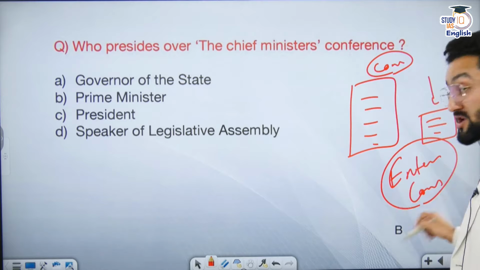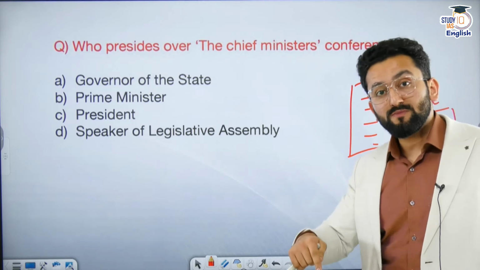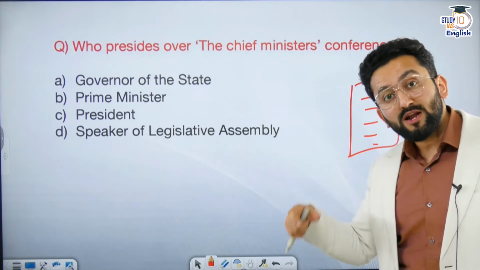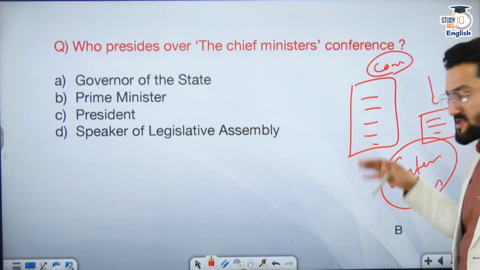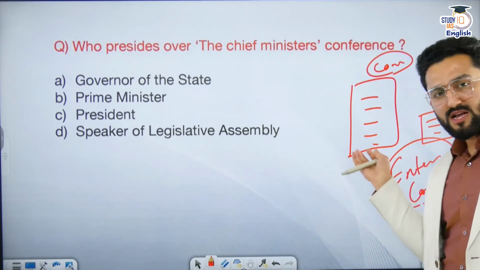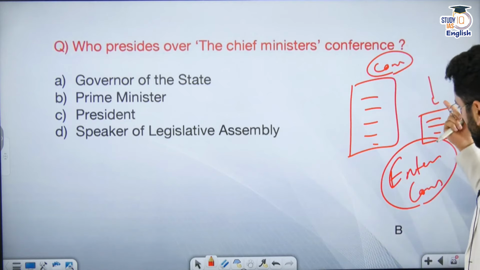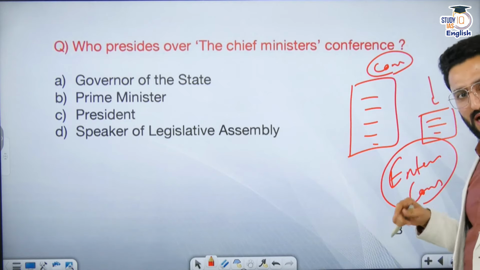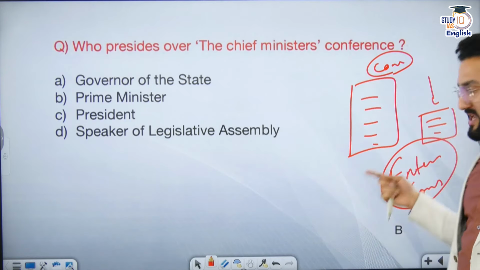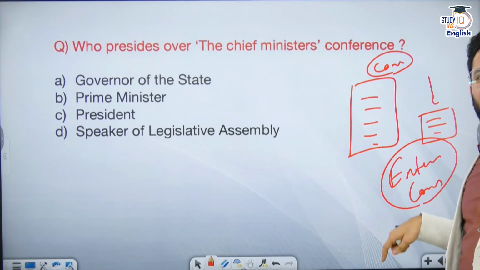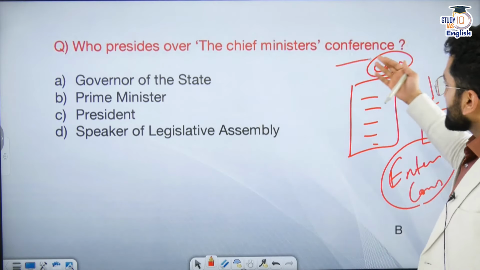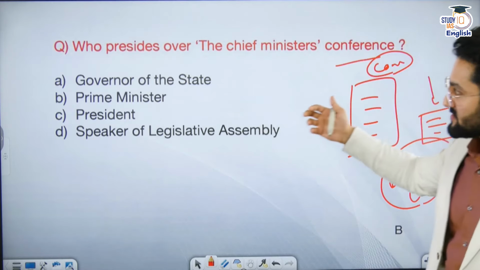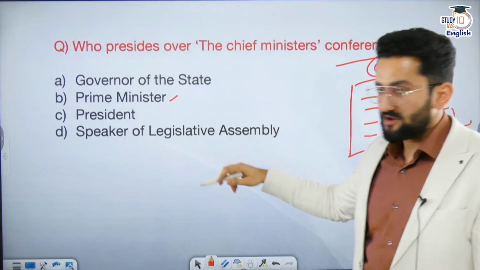So extra constitutional and unconstitutional are different. Unconstitutional means a particular provision, a particular action is against the constitution, but this is not against it. It is just that, okay, some themes, some ideas you have done here, but we want some additional power structure, some additional mechanism. So that is why we are making this. So this is extra constitutional. So who presides over the Chief Minister's Conference? The governor of the state, Prime Minister, okay.